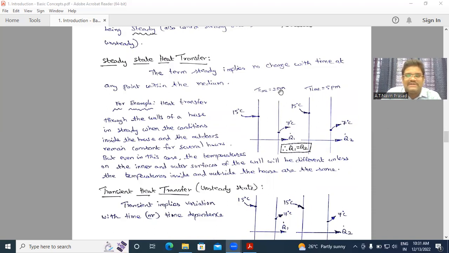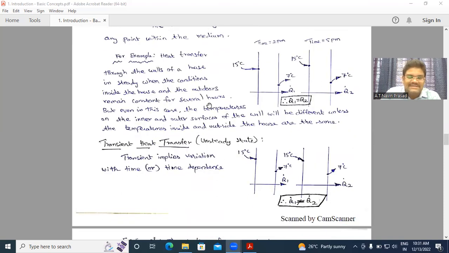The temperature is measured at 2 p.m.: the outer side of the wall is 15 degrees Celsius and the inner side is 7 degrees Celsius. After 3 hours, at 5 p.m., the temperatures are seen to be constant at the inner side and the outer side of the wall. So the heat transfer at 2 p.m. is equal to the heat transfer at 5 p.m., so Q1 is equal to Q2. This implies that in steady state heat transfer, there is no change with time at any point within the medium.